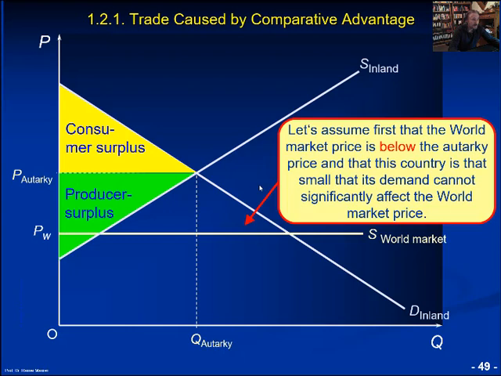Let's further assume that the country we talk about is so small compared to the world market that the world market price for refrigerators does not change if this country buys more or less refrigerators. Consequently, the world market price is given by a horizontal line in the diagram. No matter how much refrigerators our country buys, the world market price stays always unchanged.